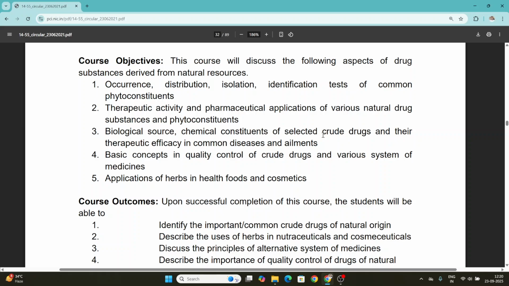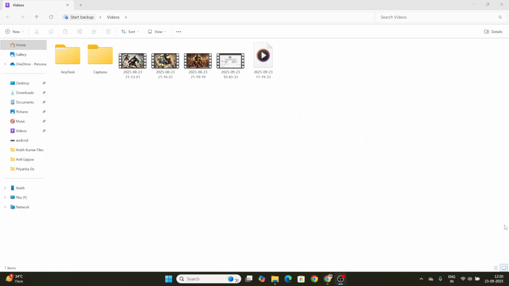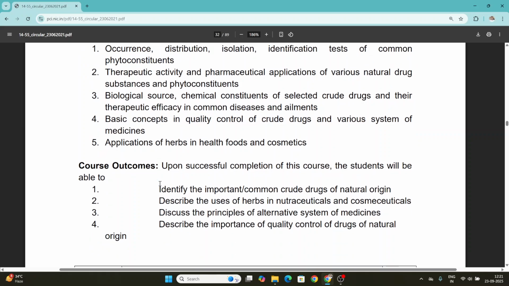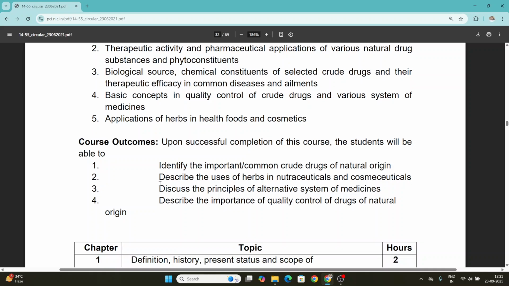4. Basic concepts in quality control of crude drugs and various systems of medicine. Applications of herbs in health, food and cosmetics.